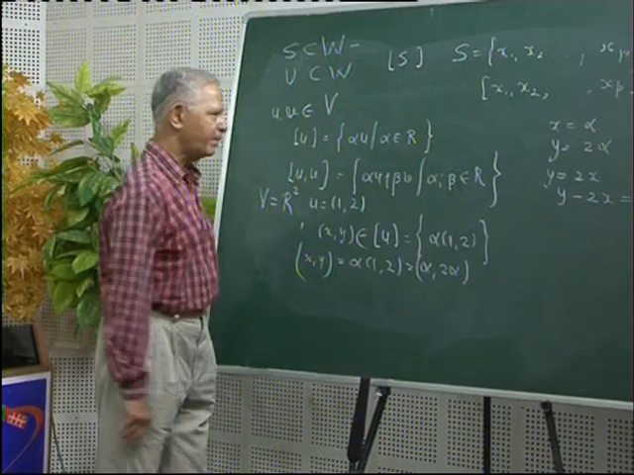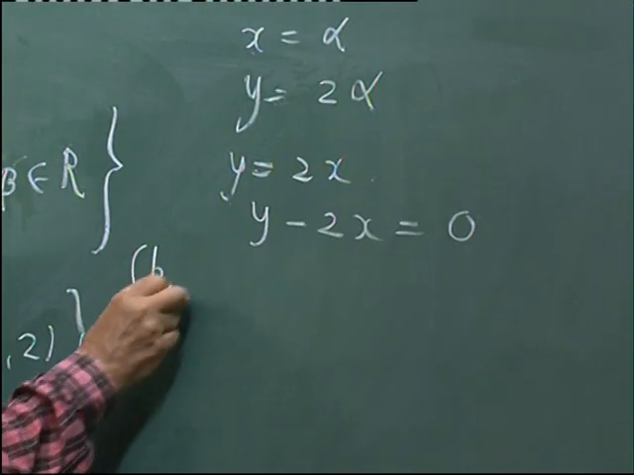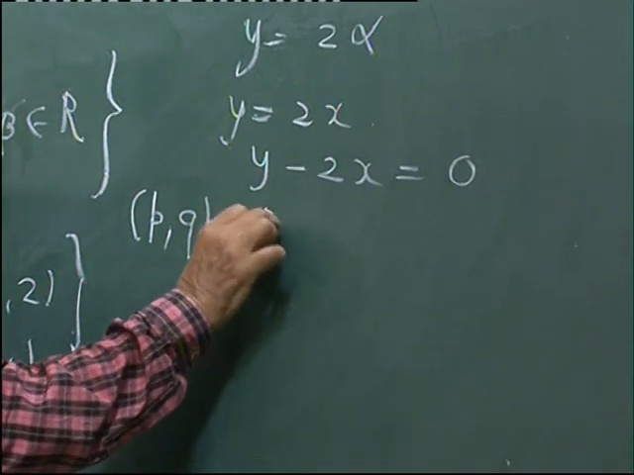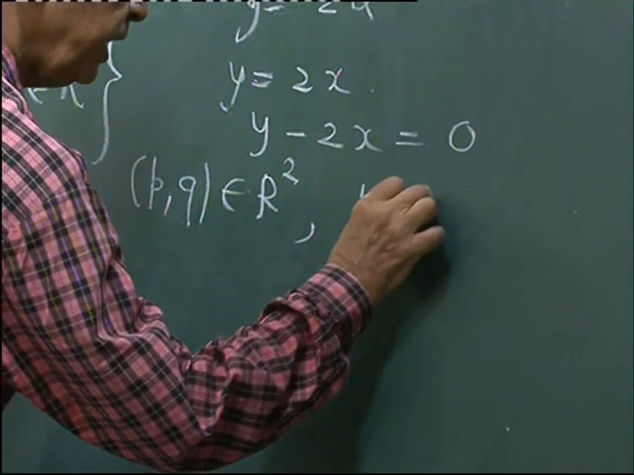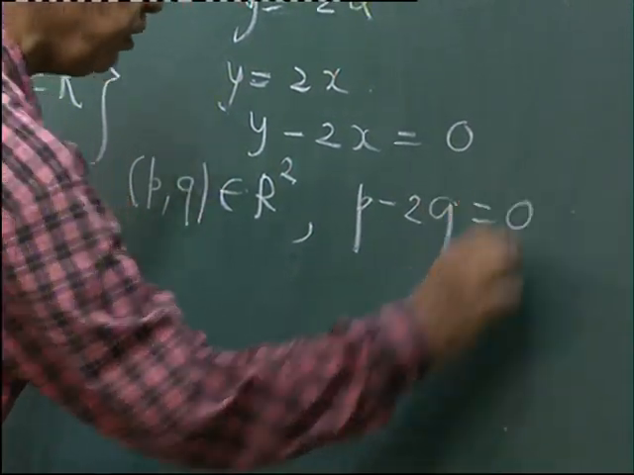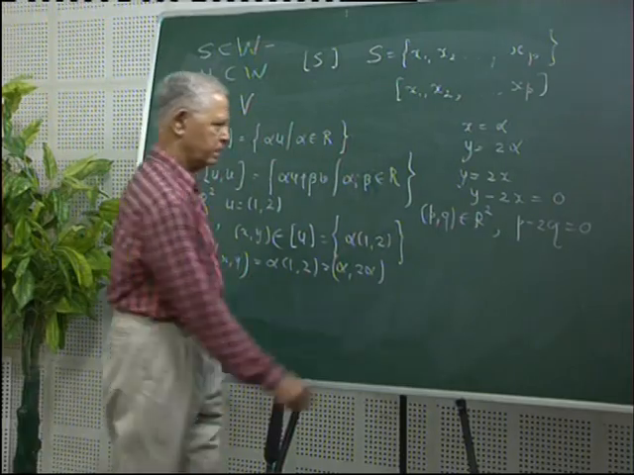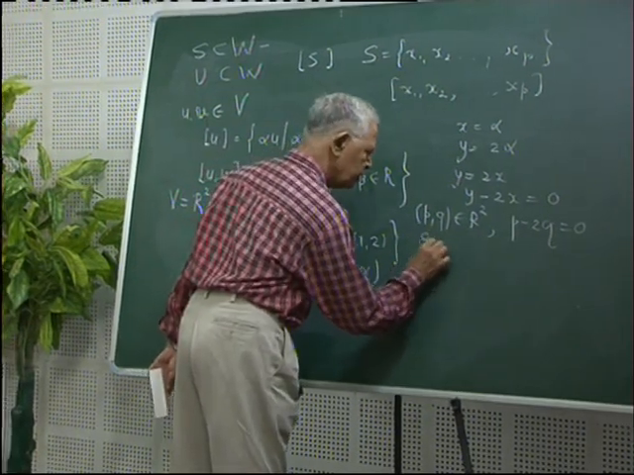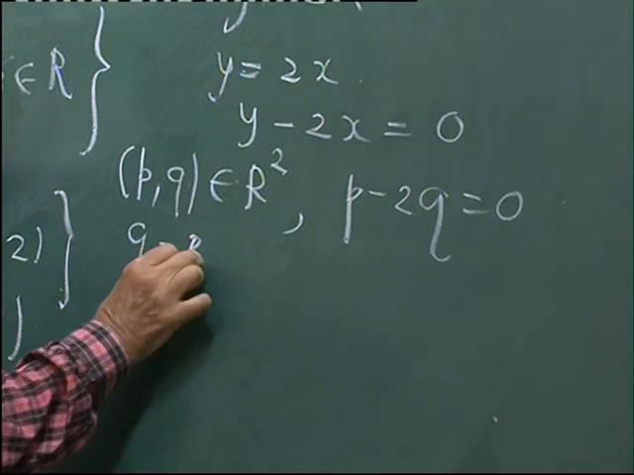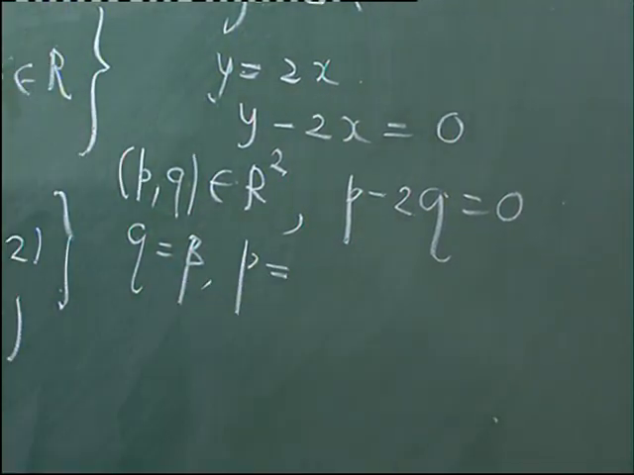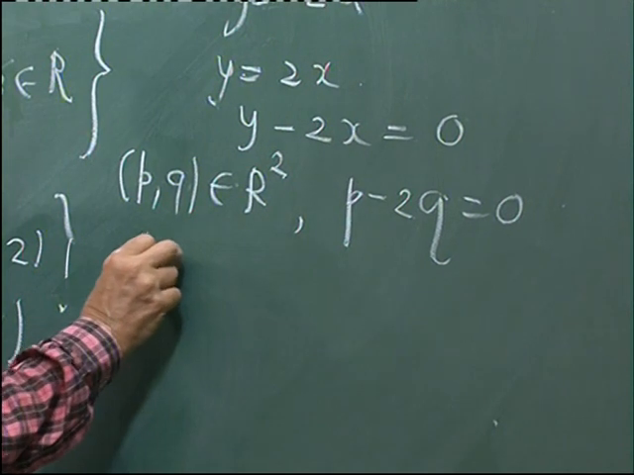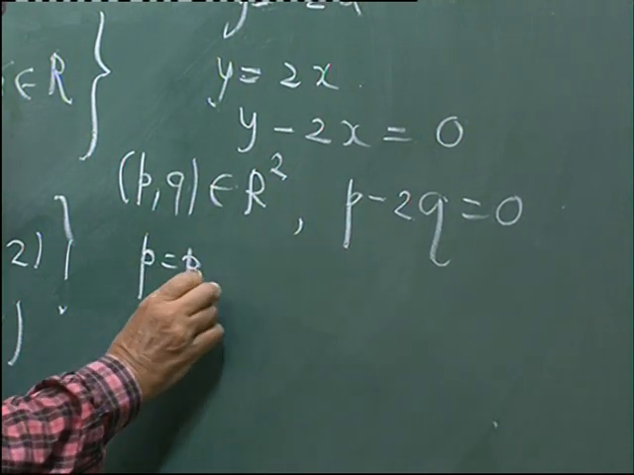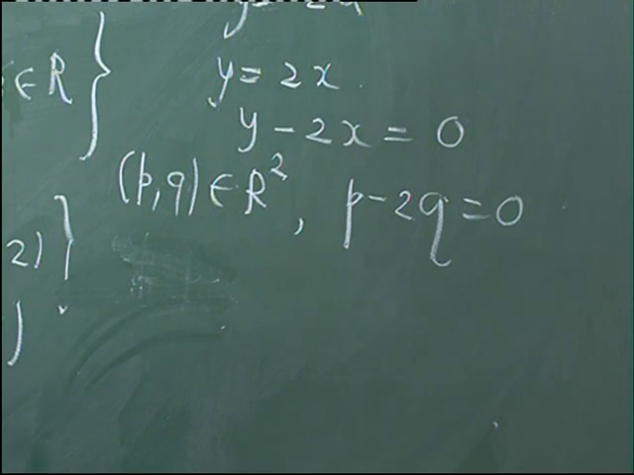Conversely, suppose we have a vector (p, q) belonging to R2, which satisfies the relation p minus twice q equal to 0. Then taking q is equal to beta, what we get is p is equal to... sorry, I made a mistake now, u equal to (1, 2).